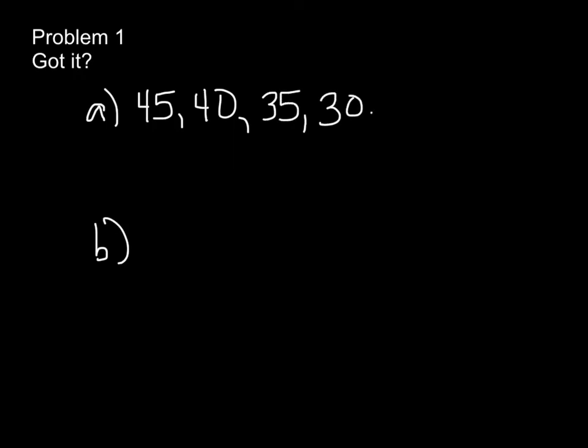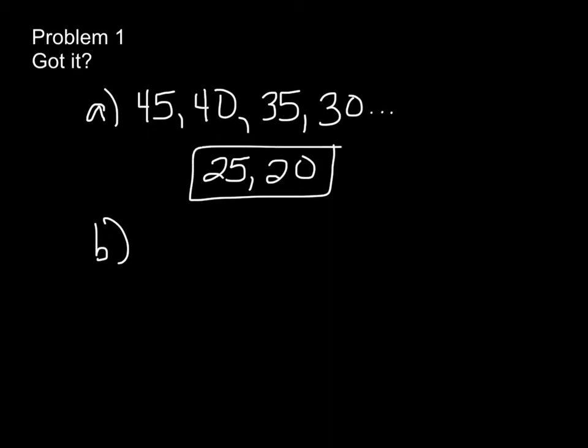On page 599, in problem 1, it says finding and using a pattern. Under the got-it problem, we have 2 different parts, A and B. In A, we are given the numbers 45, 40, 35, 30. We want to find the next 2 terms in the sequence. Obviously our sequence is decreasing by 5, so the next 2 terms would be 25 and 20. Now that's a pretty easy one.